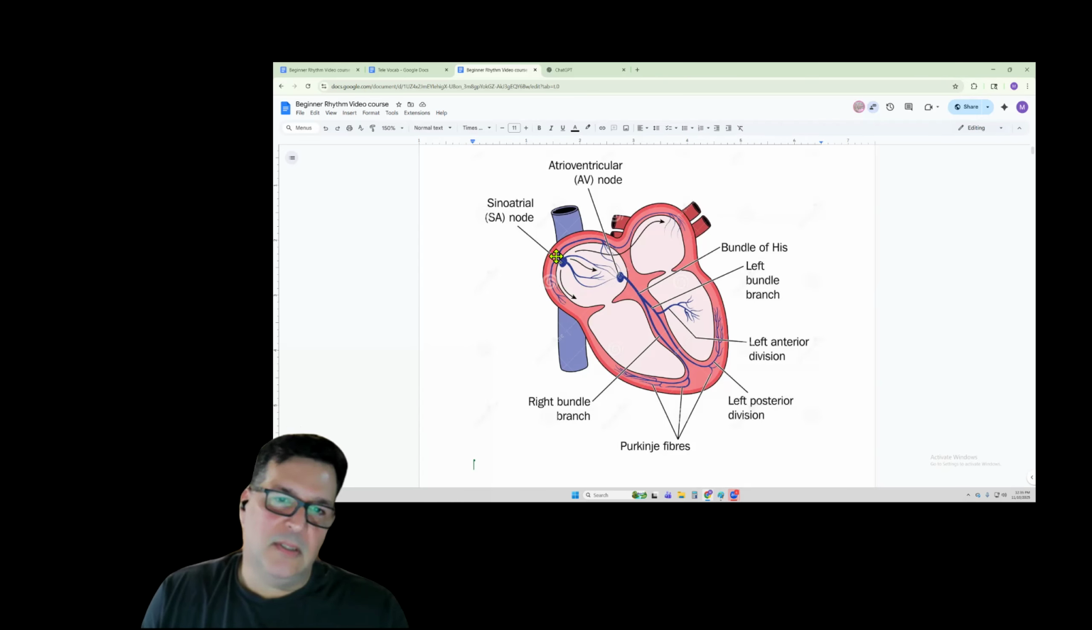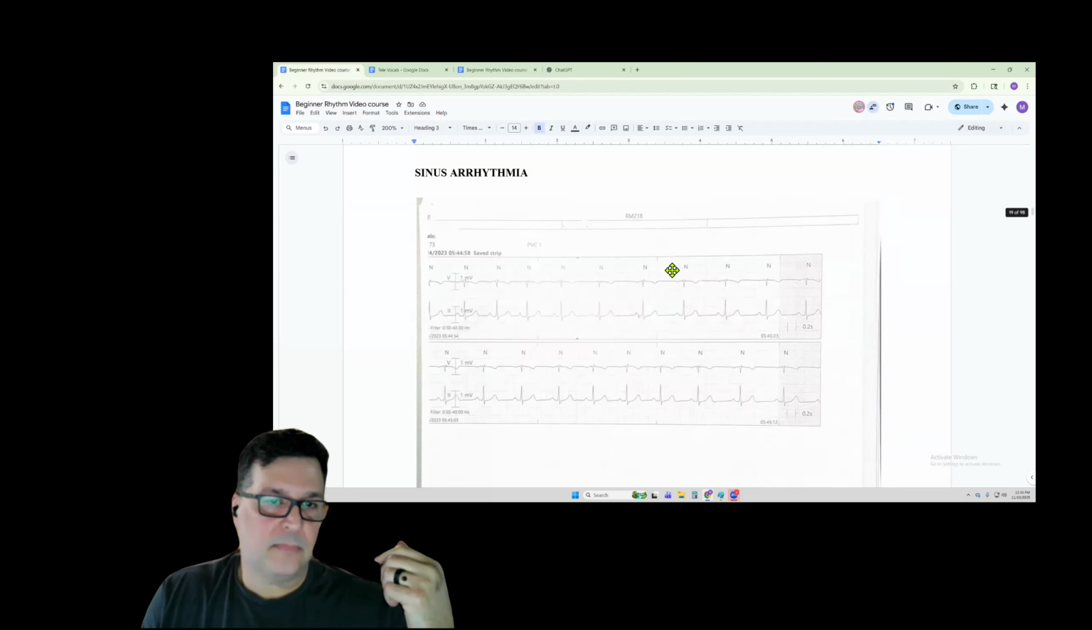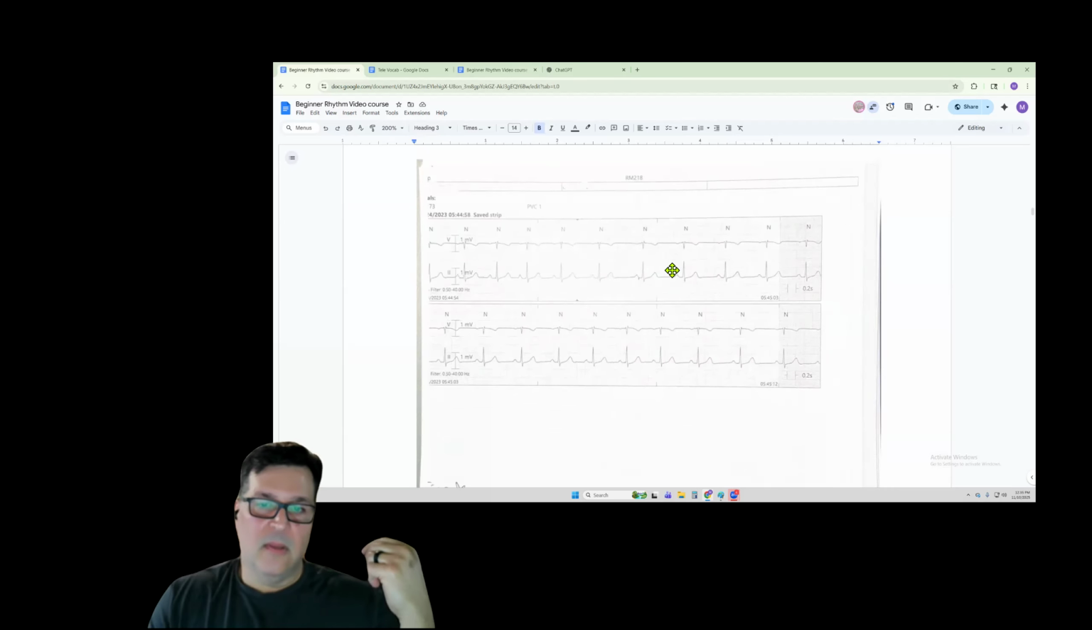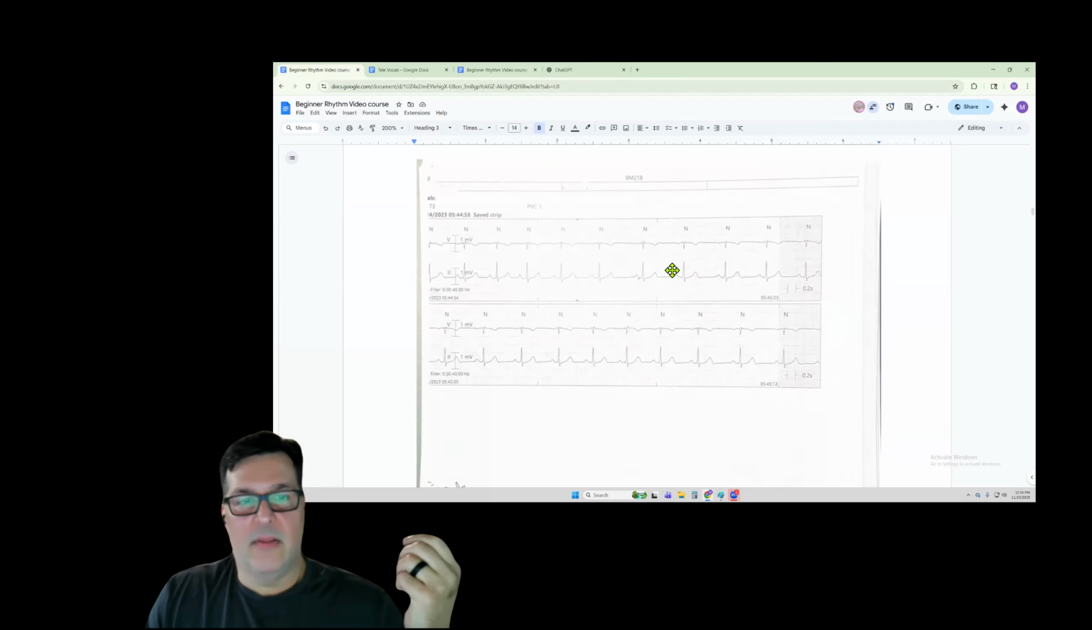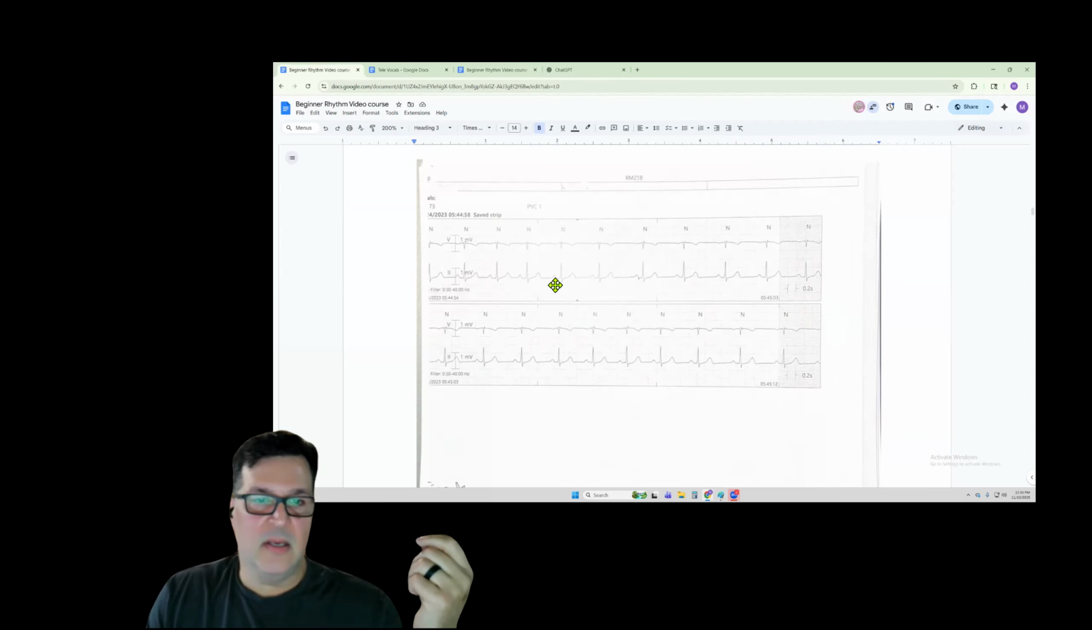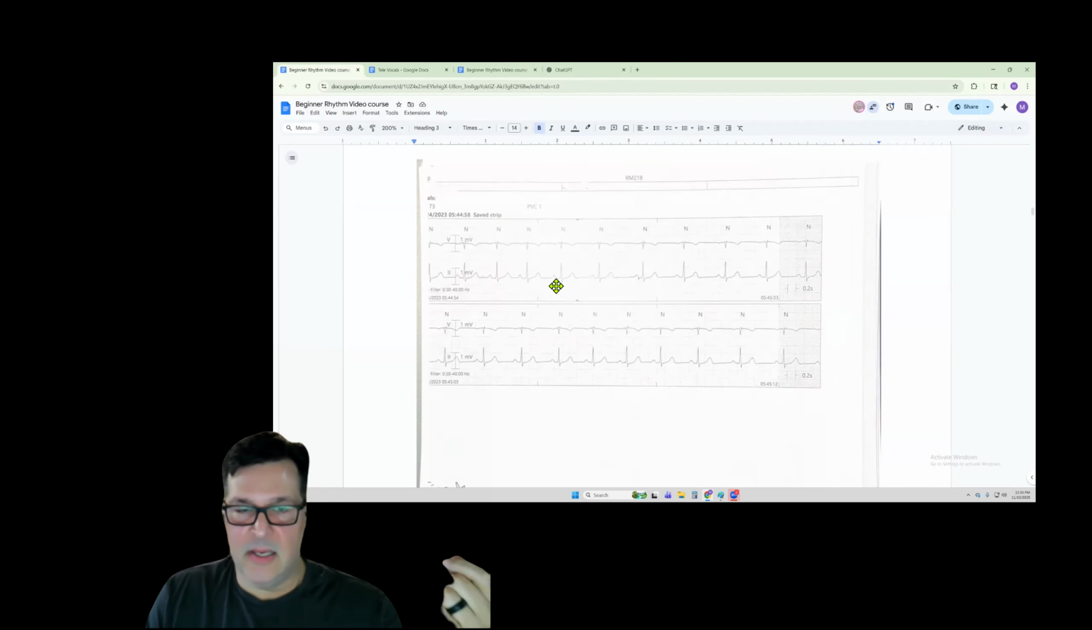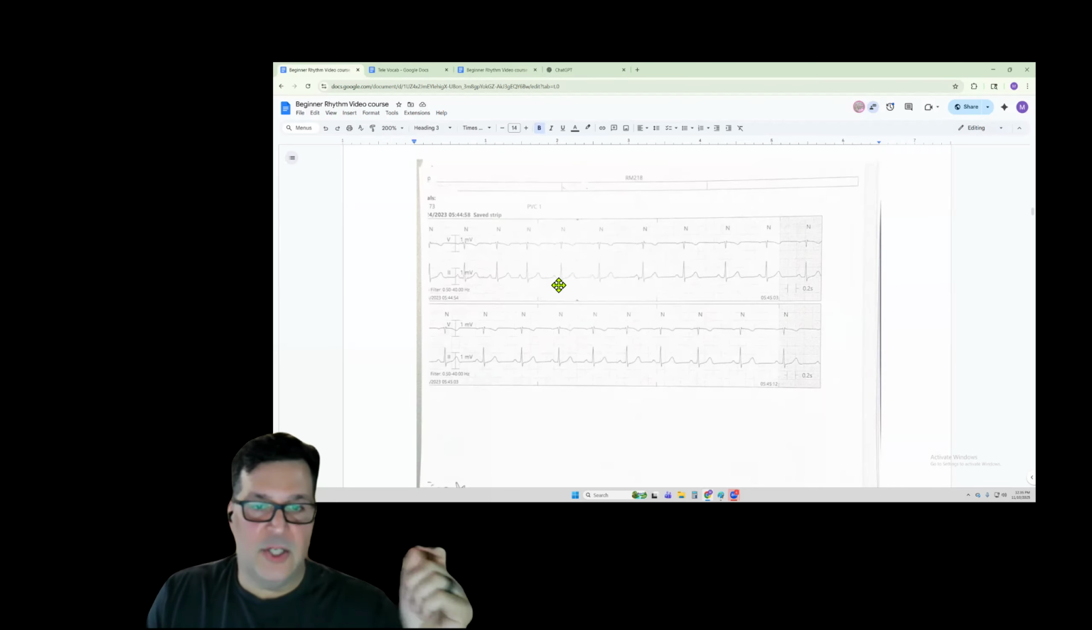So you have sinus brady, sinus rhythm, and you can have sinus arrhythmia. Same criteria as all the other ones, just like we talked about. There's going to be a P wave consistently before the QRS complex. P wave morphology is going to stay the same. The PR interval is not going to change around, but the heart rate is going to fluctuate.